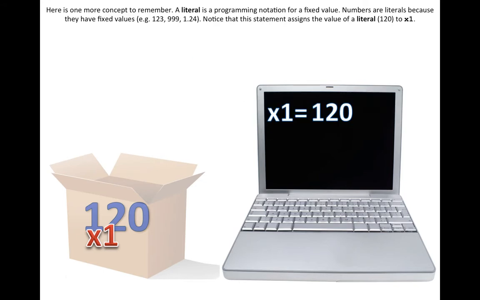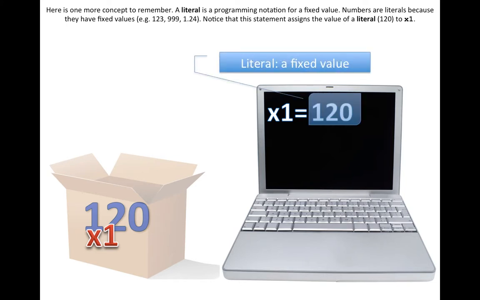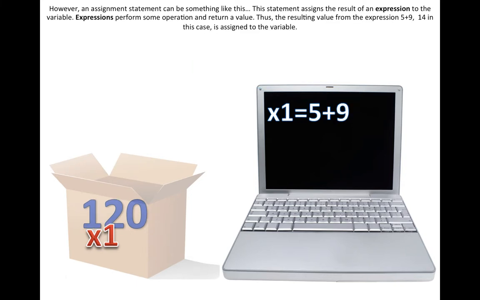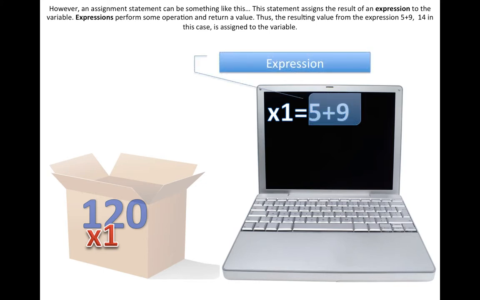Here is one more concept to remember. A literal is a programming notation for a fixed value. Numbers are literals because they have fixed values. For example, 123, 999, or 1.24. Notice that this statement assigns the value of a literal, 120, to the variable x1. However, an assignment statement can be something like this. This statement assigns the result of an expression to the variable. Expressions perform some operation and return a value. Thus, the resulting value from the expression 5 plus 9, 14 in this case, is assigned to the variable.